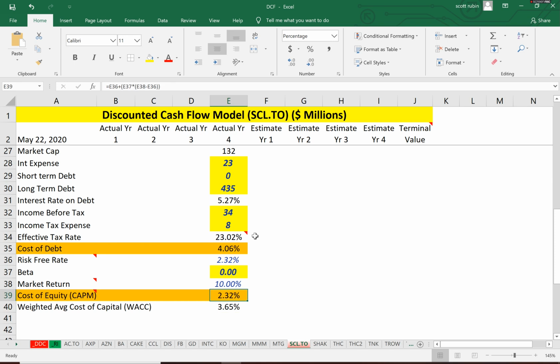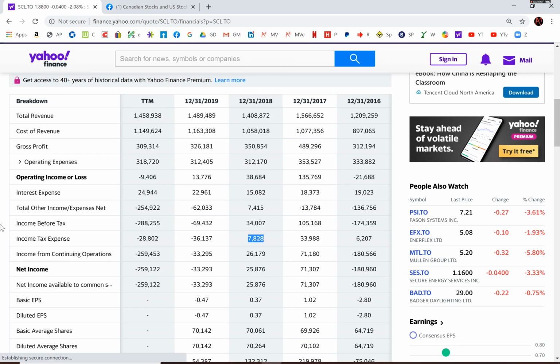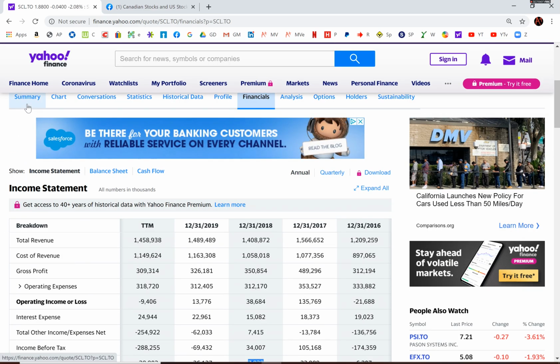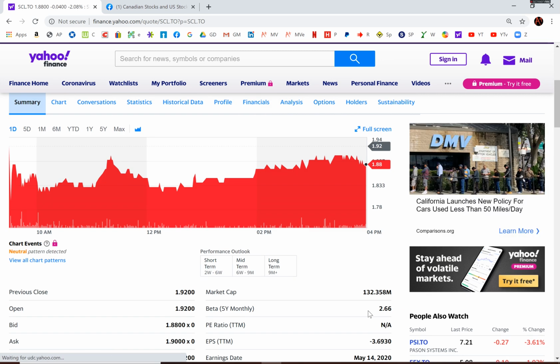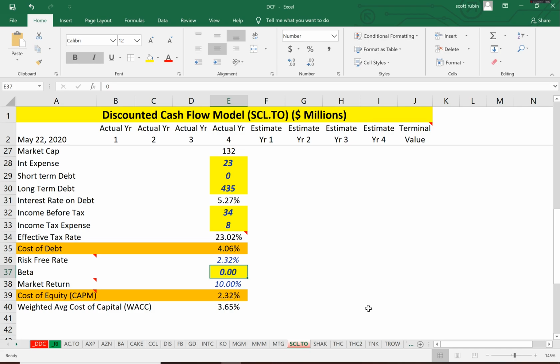And now we want to find the cost of equity, and we need the beta. And they have a pretty high beta as suspected, 2.66. So that means the stock moves 2.5 times the broad market. So it's a volatile stock, and the CAPM is almost 23%. So look at the cost of equity, 23%, the cost of debt, 4%. It's so much more expensive equity.